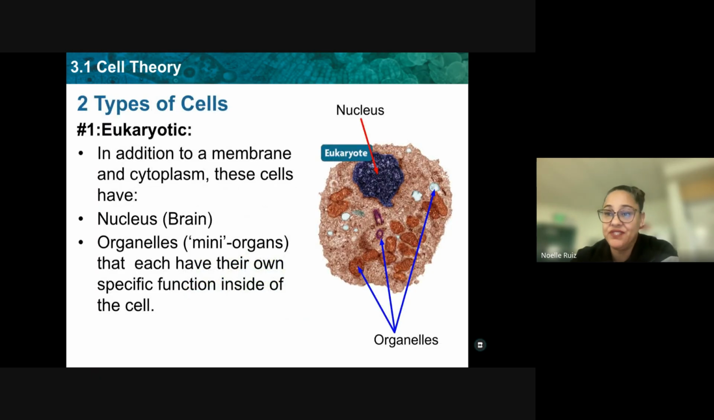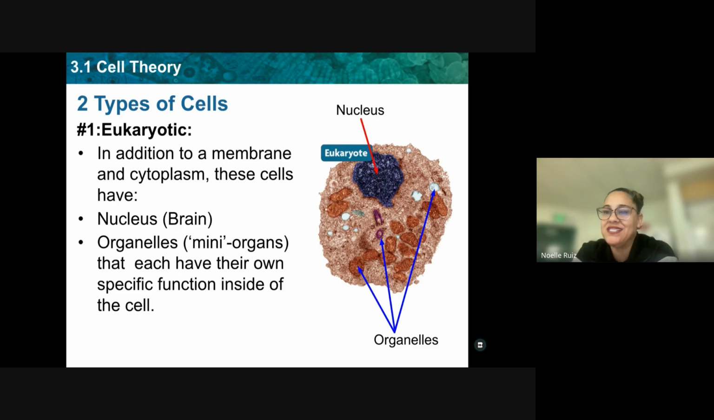There are two main types of cells that we're going to talk about today. The first type is called eukaryotic. And we do a lot of prefixes in science. The prefix "eu" as in EU means true. And the root word karyo means nucleus, means kernel. It looked like a kernel under a microscope, but we use it for the word nucleus. So these cells have a true nucleus. So in addition to a membrane and cytoplasm, these cells have a nucleus, which acts as the brain of the cell. We'll go into more detail about the nucleus next week.